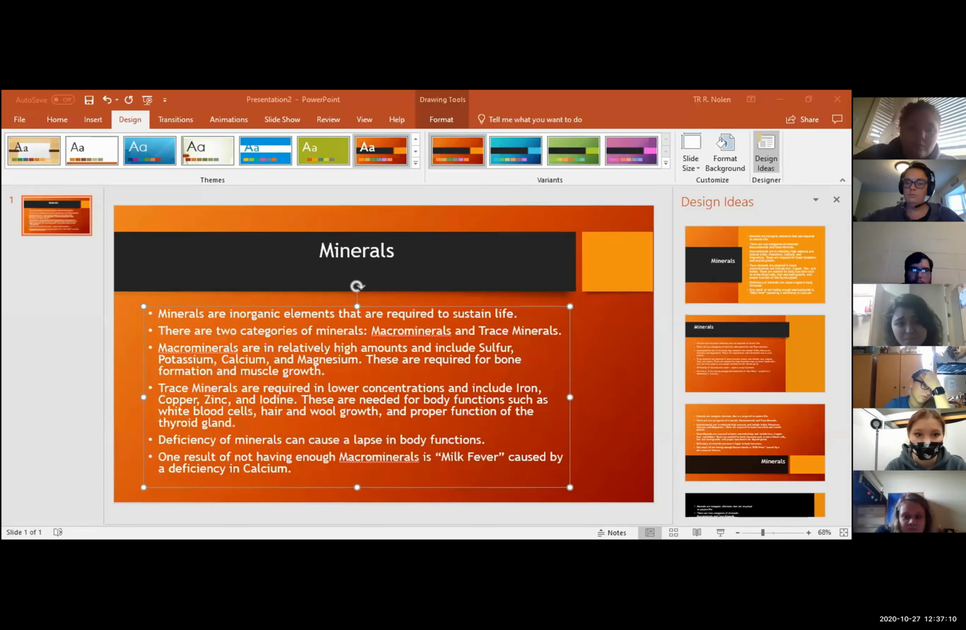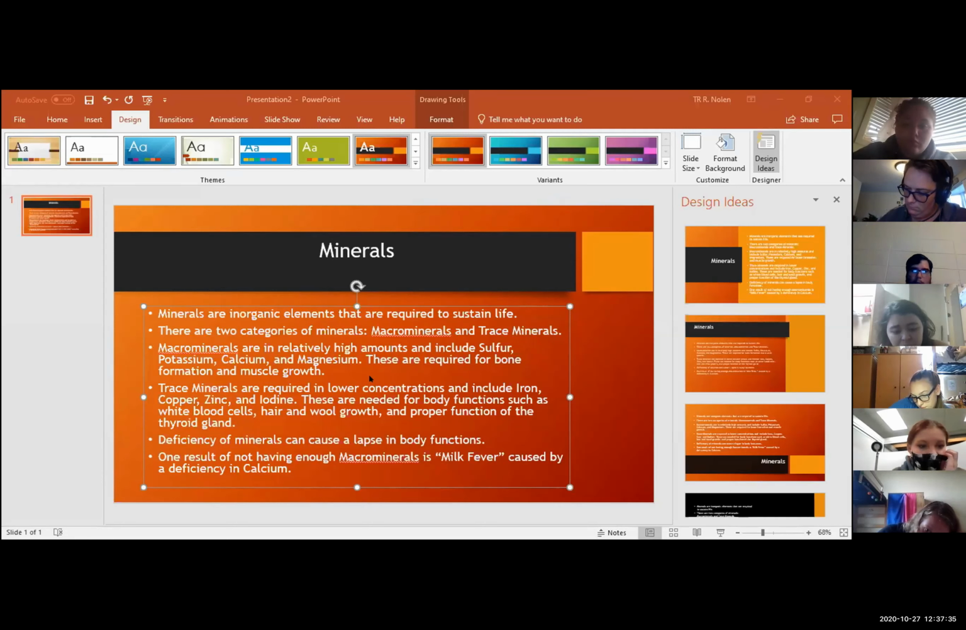Okay, so minerals are inorganic elements that are required to sustain life. And there are two categories of minerals, macro minerals and trace minerals. And you need relatively high amounts of macro minerals. And they include sulfur, potassium, calcium, magnesium, and a couple others. And they're used for bone formation, muscle growth, mainly big body functions.